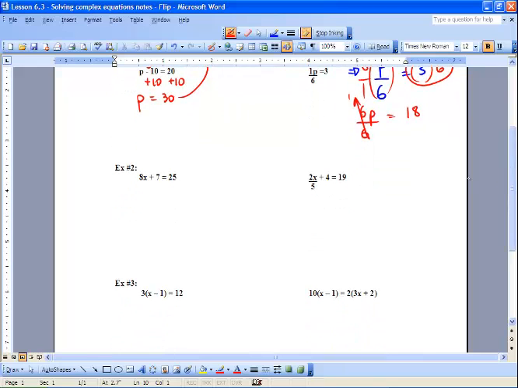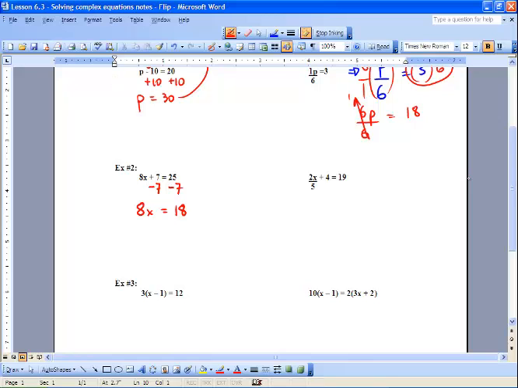Next we've got 8x plus 7 equals 25. Well, we can't do anything with x yet. We need to get rid of this 7. So we're going to do the opposite of positive 7, which is negative 7. And then we're going to subtract 7 from the other side as well. We get 8x equals 25 minus 7, which is 18.